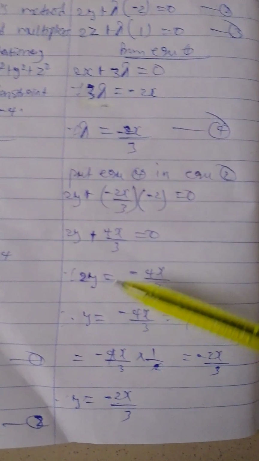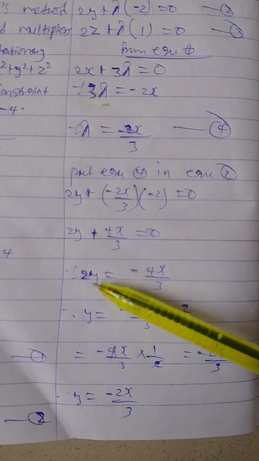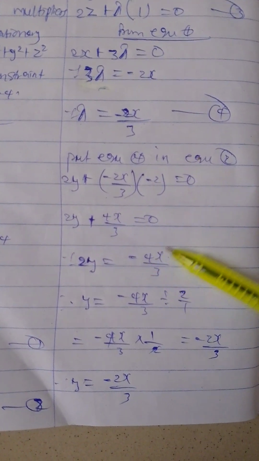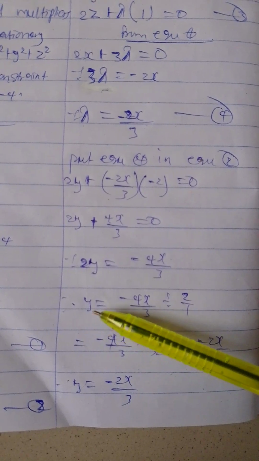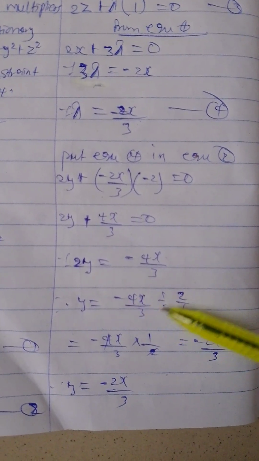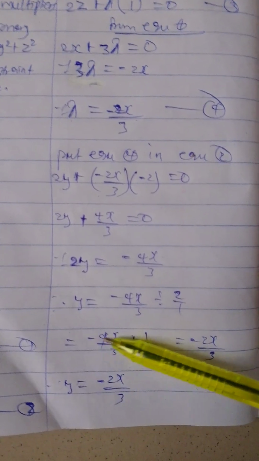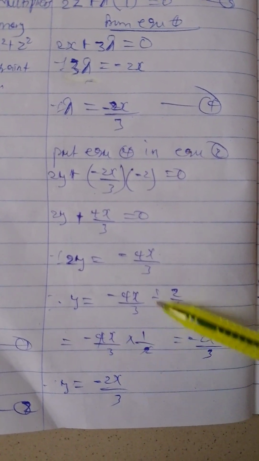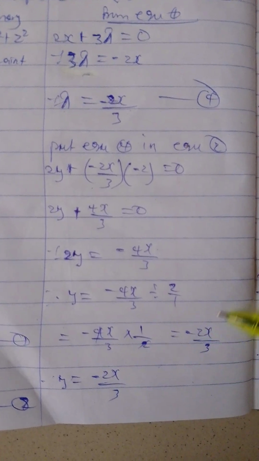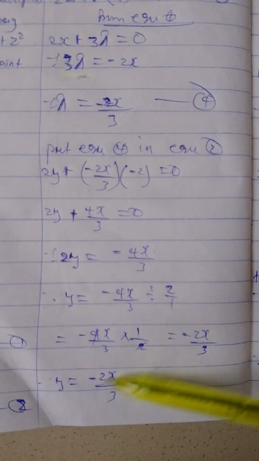Then I have to make y the subject. That becomes 2y equals, moving this over, minus 4x over 3. So therefore y is equal to minus 4x over 3 divided by 2. I know that division becomes times 1 over 2. That becomes minus 2x over 3. So y is equal to minus 2x over 3.